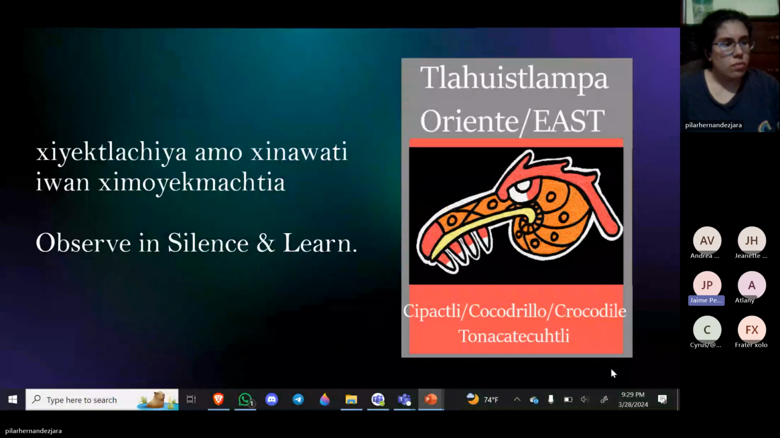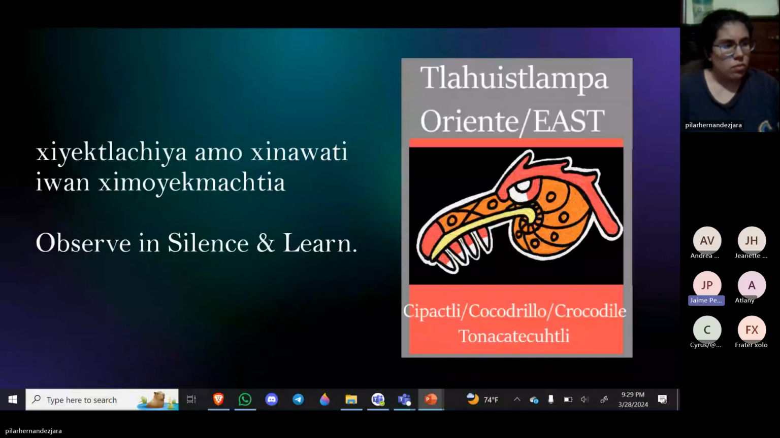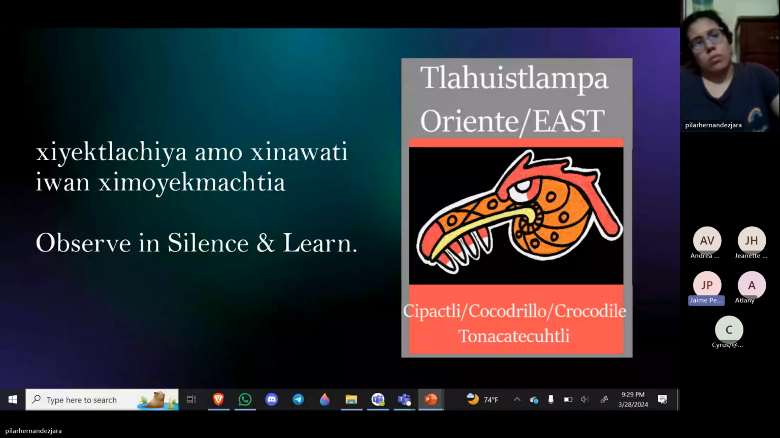I mean, this is the whole reason why we are discussing Shiyeklachia, Amo, Shinawati, Iwan, Shimuyekmachti. What does that mean? That translates to literally observe, remain in silence, and learn. Literally, that's what it means. So that's exactly what a crocodile does. It sits in water with its head barely sticking out, and that's why you see one part of the jaw.